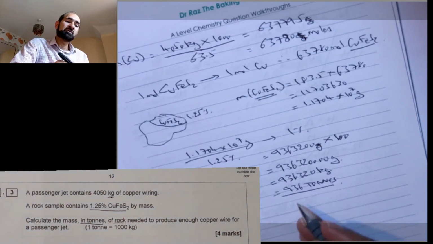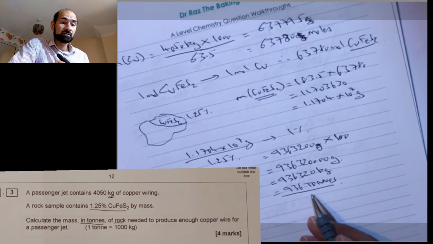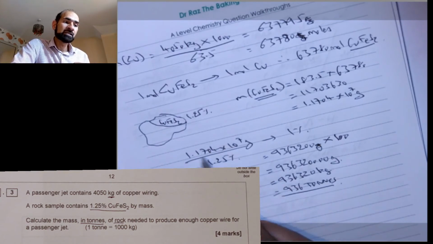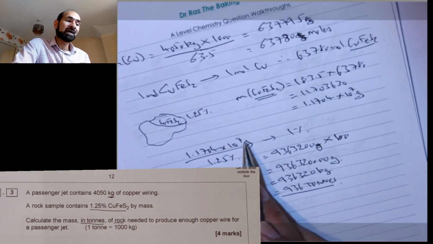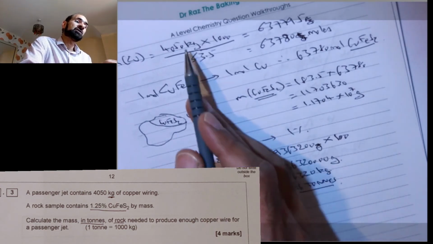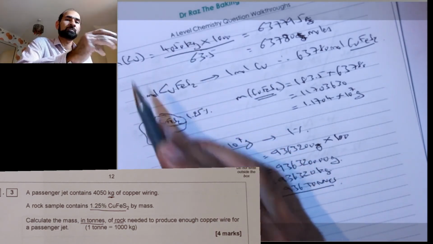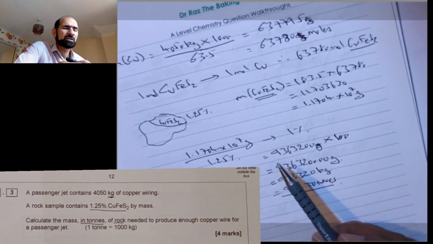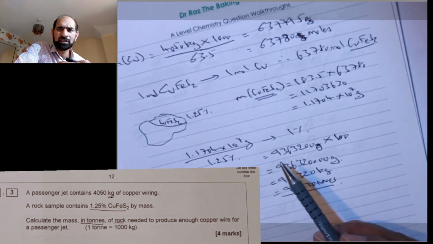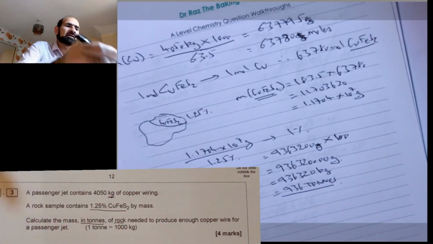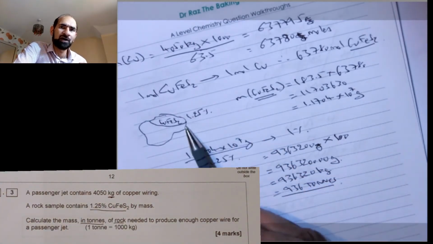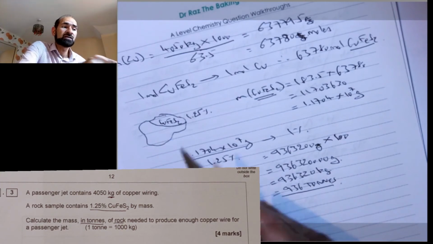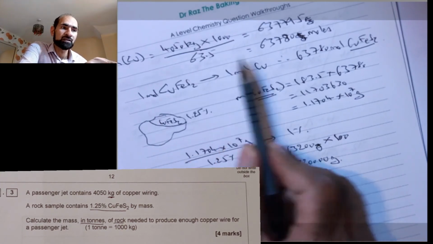So you need 936 tons of the rock to give you that many grams of the CuFeS2, because that many grams will convert into that many kilograms of copper. This is one of those questions students did find difficult. They didn't know exactly how to convert from one to the other and how to relate this 1.25% of the rock. A lot of them did change the copper into moles, so they got that mark.